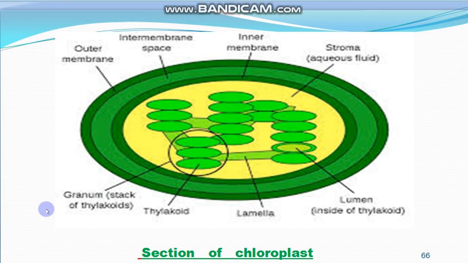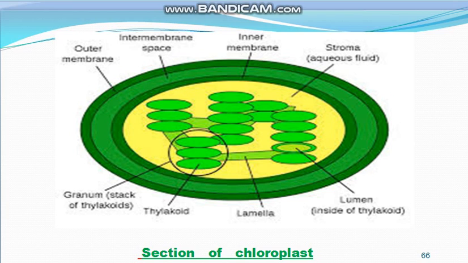So actually granum is the stack of thylakoids. When thylakoids are piled upon one another, they form the granum. And these structures which join these things are known as the lamella. So this is the basic structure of the chloroplast.